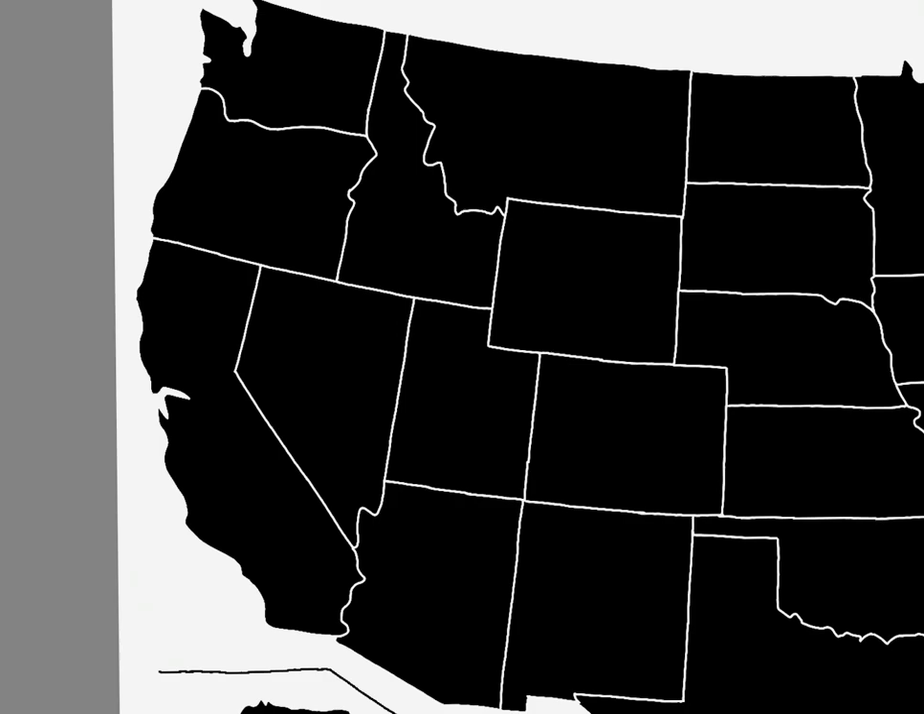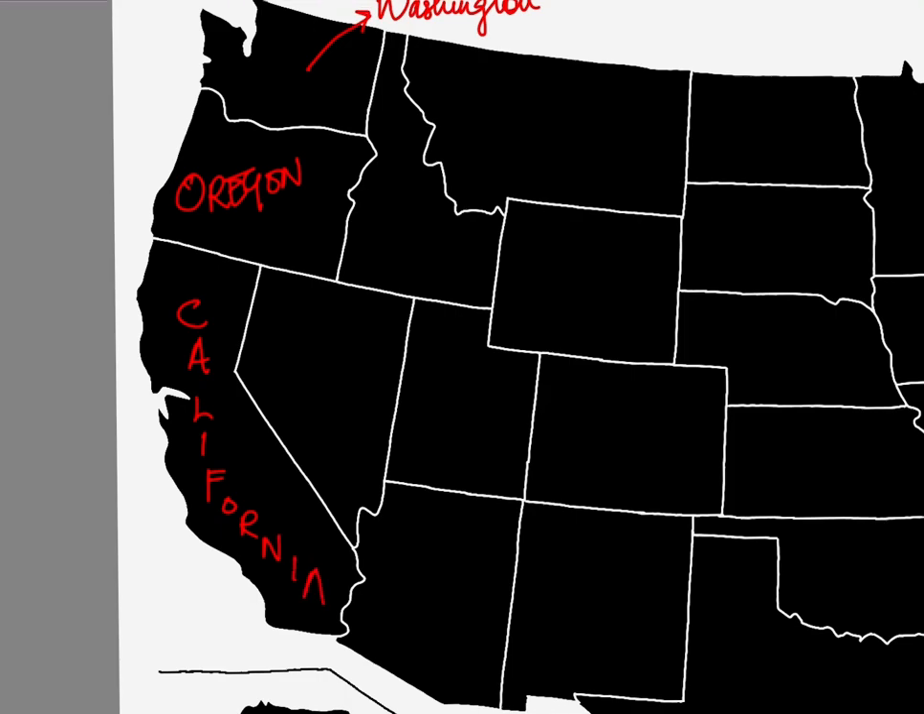Over here, we can see this is the state of Washington, the western state of Washington. Then we have the state of Oregon. This is Oregon. And over here, we have the California state. Right. So these are the states which have boundaries or the border on the Pacific Ocean.